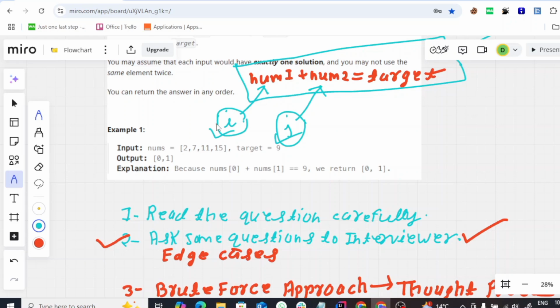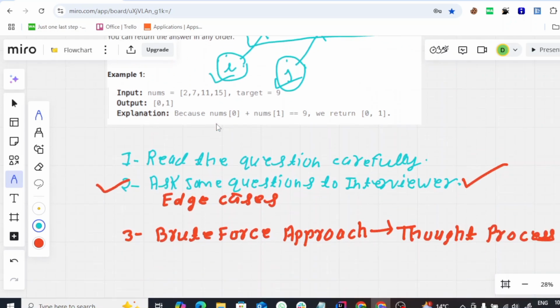So this is the way, guys, to explain a brute force approach in an interview. Simple way. I hope you are able to understand how you should explain a DSA question in an interview, starting from the brute force approach. This is the brute force approach.